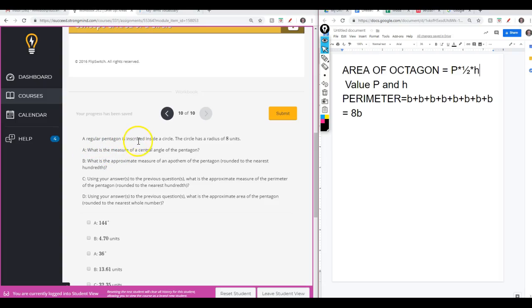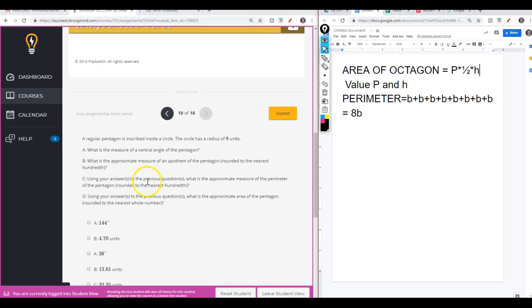Okay, a regular pentagon is inscribed inside a circle. The circle has a radius of 8 units. What is the measure of the central angle of the pentagon? What is the approximate measure of the apothem of the pentagon, rounded to the nearest hundredth?